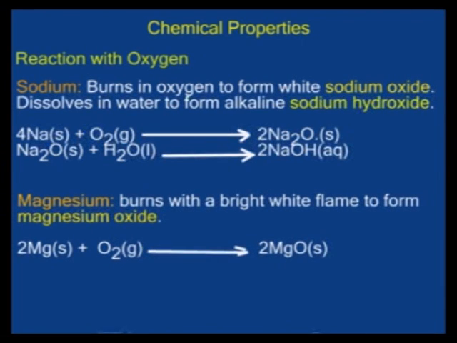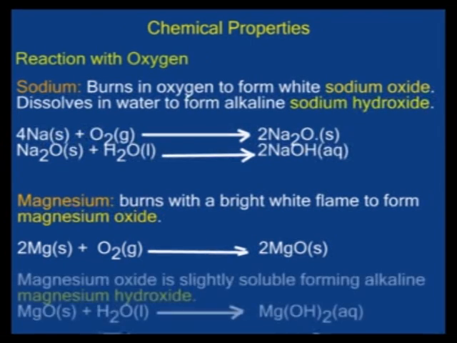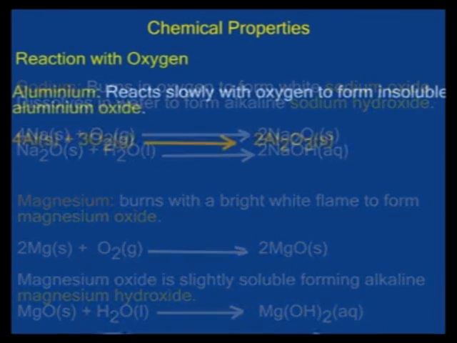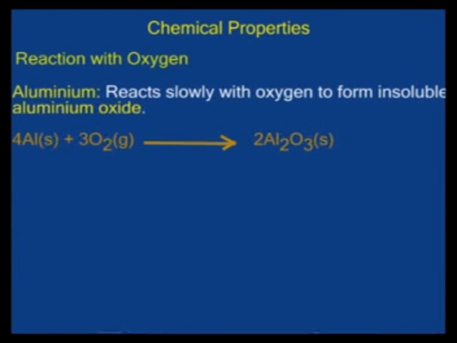Magnesium burns with a bright white flame to form magnesium oxide. The magnesium oxide is slightly soluble in water to form an alkaline solution of magnesium hydroxide. When polished, aluminium reacts slowly with oxygen to form a white solid of aluminium oxide. Now the aluminium oxide is insoluble in water.